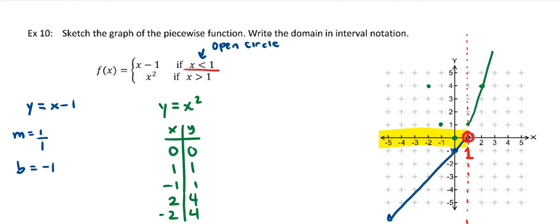I'm a little shaky there. Try that again. I'm a bit of a perfectionist. I try. So that would be the full graph.